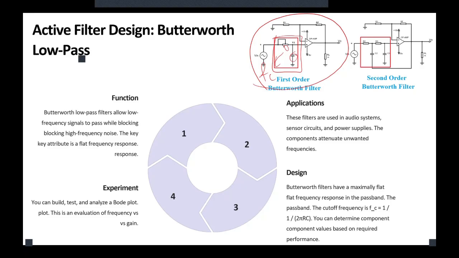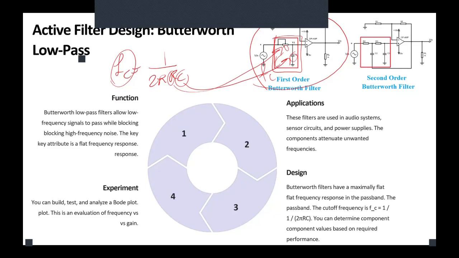Now, we can calculate that cutoff frequency using R and C. The cutoff frequency, fc, is 1 over 2 pi RC. This is the cutoff frequency, which is in hertz. R is the resistor that we talk about in ohms, and C is the capacitor, in farads. Now, this formula tells us where the filter starts to kick in and attenuate the higher frequencies.